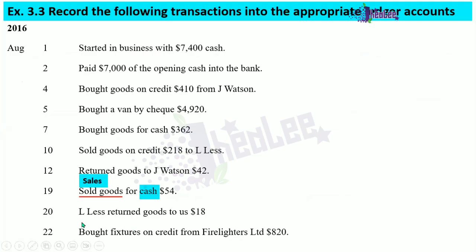And we're going to move into our next transaction. It is August 20th. L less returned goods to us, $18. So we're seeing that our debtor is returning some goods, and the two items affected are returns inwards and L less. Returns inwards because goods are coming back into the business from the customer, and L less because this is the person that is returning goods to us. Returns inwards is showing an increase in goods, so therefore we're going to debit that account, and L less account should be credited to show that the debtor is owing us less. So let's make the record in the accounts.